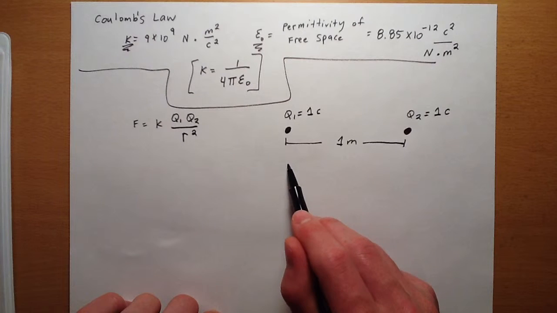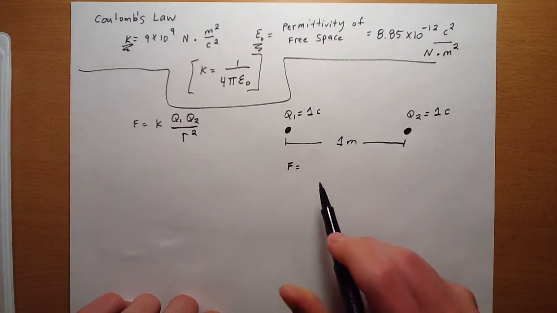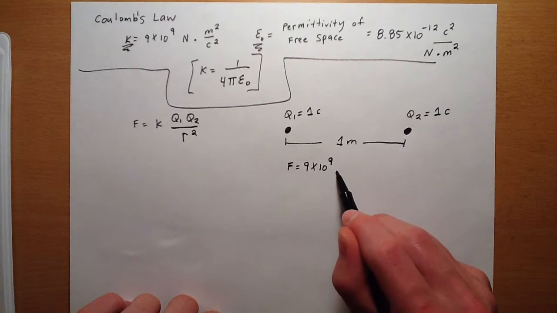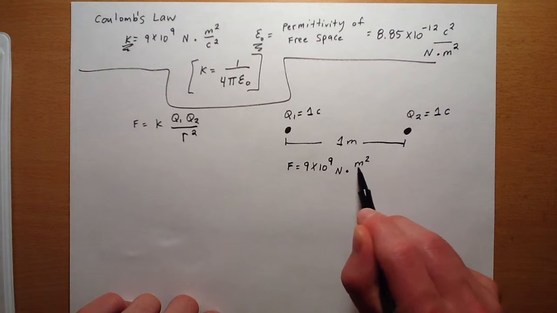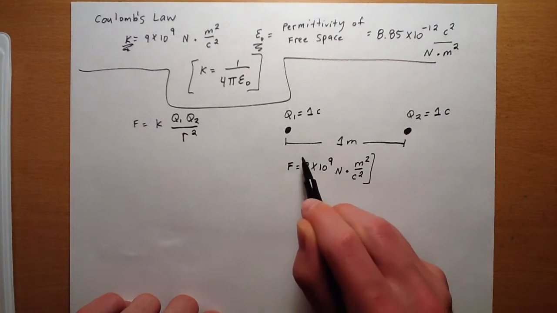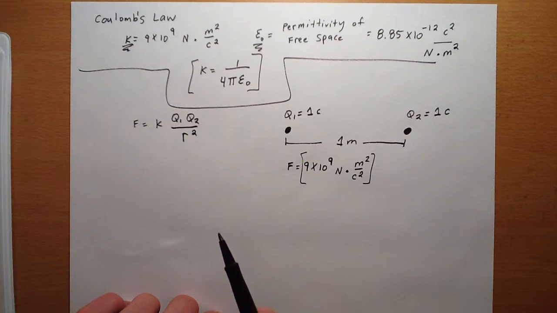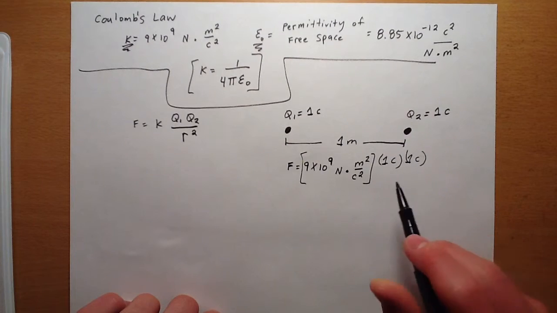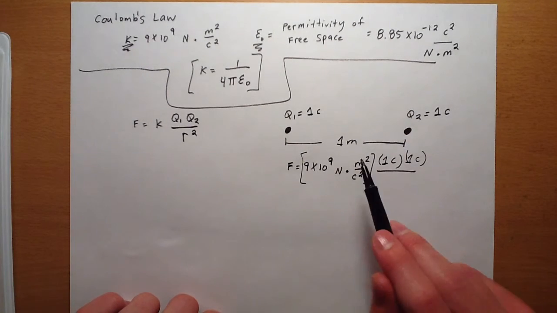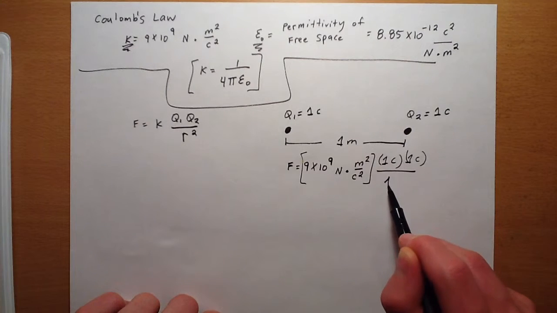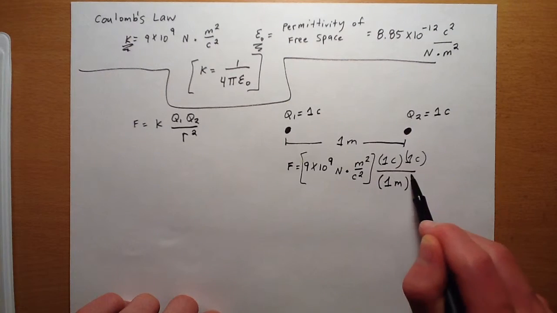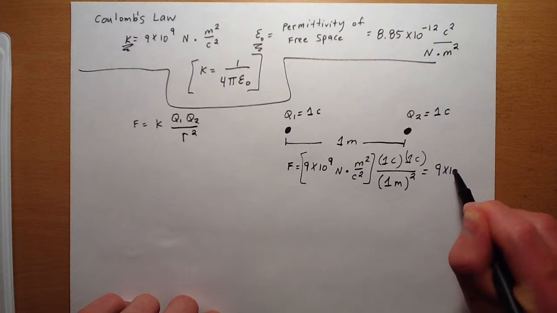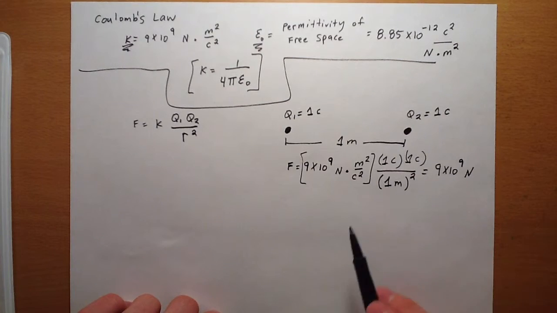We use the formula. We say force is equal to K, 9 times 10 to the ninth newtons times meters squared per Coulomb squared, times the charges together, 1 Coulomb, 1 Coulomb, over r squared, which is the distance between the two, which we know to be 1 meter, and we square that. So we end up with 9 times 10 to the ninth newtons is the force.